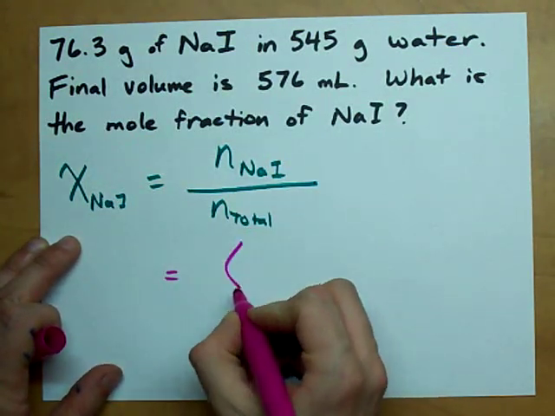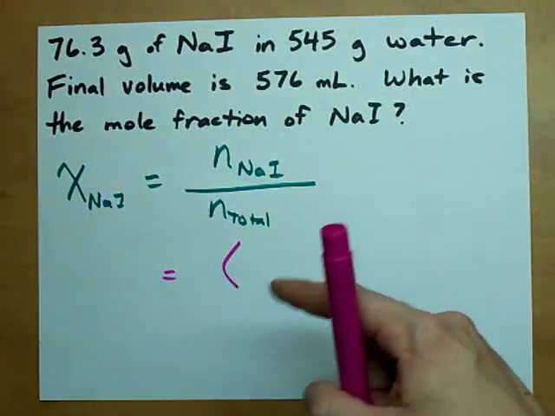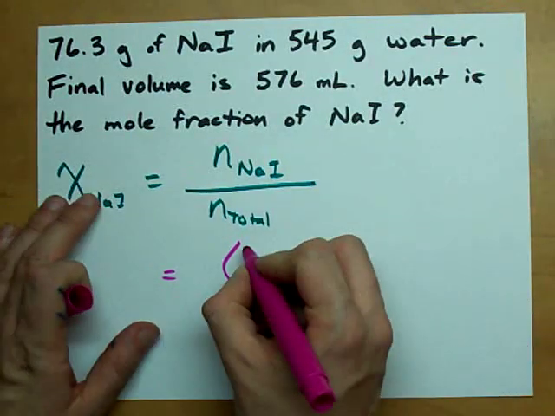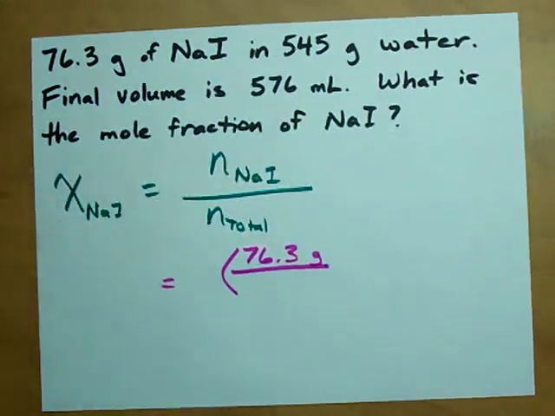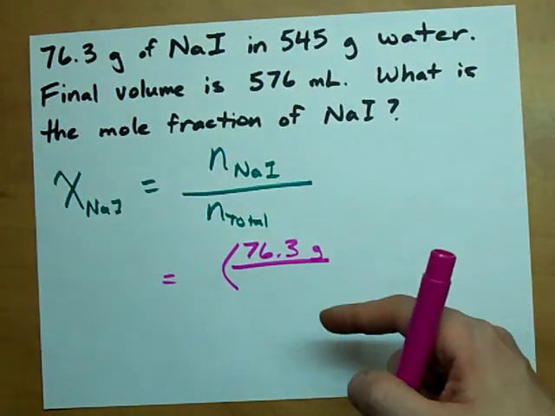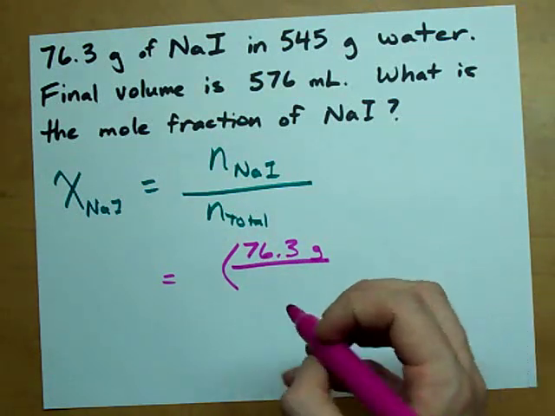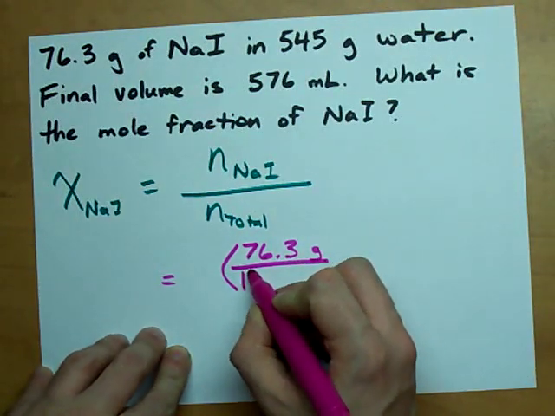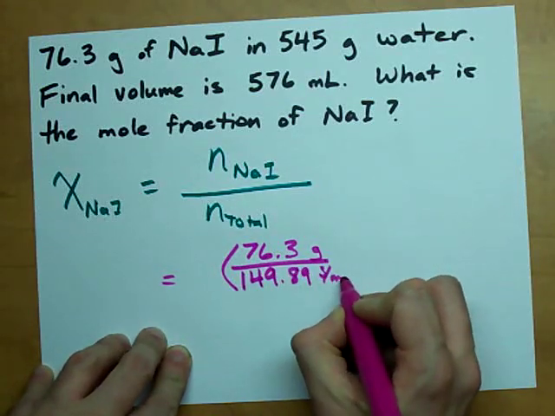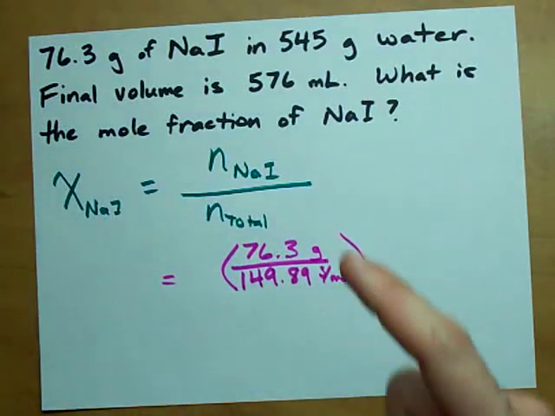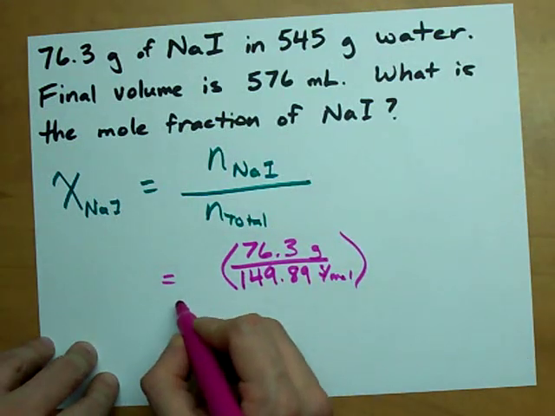Well, my good friend chemistry says it's mass divided by molar mass. 76.3 grams of NaI. And my good friend Google tells me that the molar mass of sodium iodide is 149.89. That right there is the number of moles of NaI.